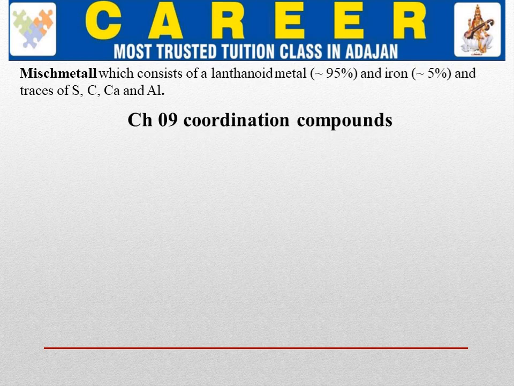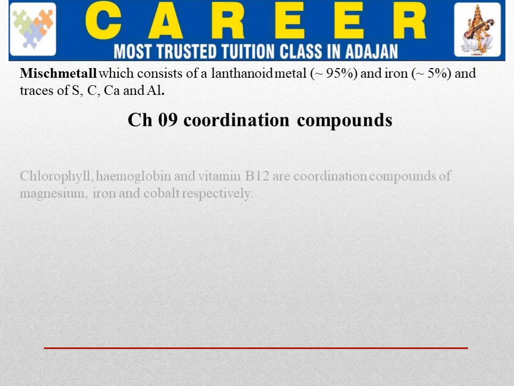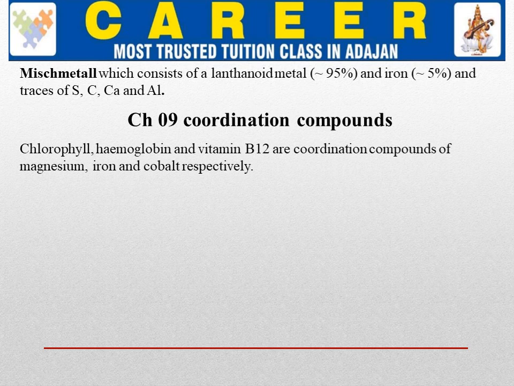Next is our chapter 9, coordination compounds. The most important ones are chlorophyll, hemoglobin and vitamin B12. Chlorophyll contains magnesium, hemoglobin contains iron, and vitamin B12 contains cobalt.